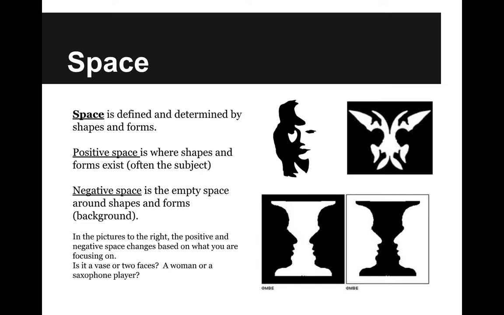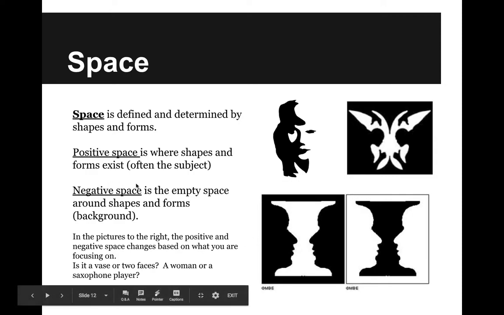So we're talking about positive and negative space, and we're just going to keep it really simple for 7th grade. You want to know positive space as where your shapes and forms exist. This is what we usually call the subject of your piece. If you're thinking of a painting like the Mona Lisa, she's your subject, she's your positive space. And your negative space is the shapes around your object. So it's usually called the background.